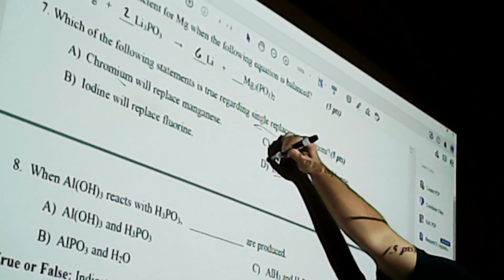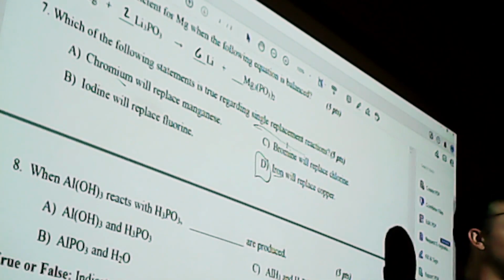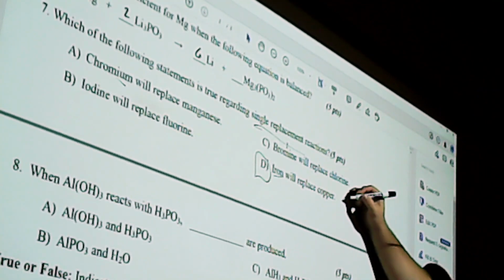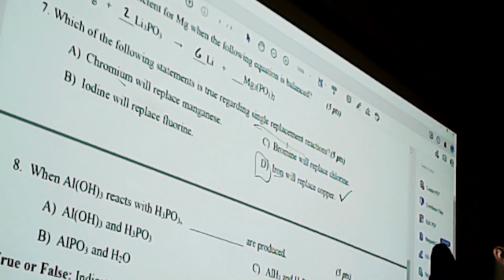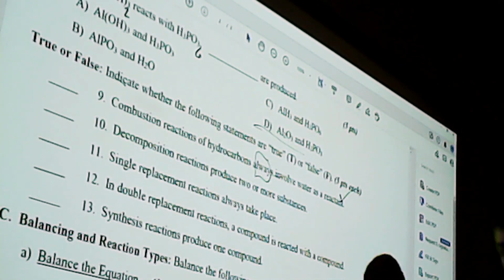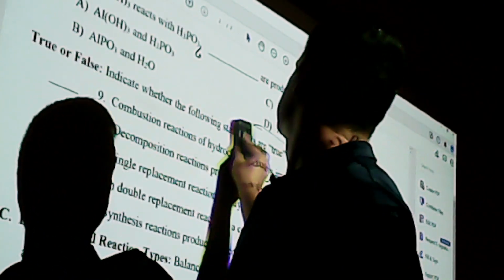So D is your answer because iron is the only one that is more active than what it's trying to replace. So this reaction, whatever that is, will take place. Will take place, all right? So we start creating, not yet, until section D.